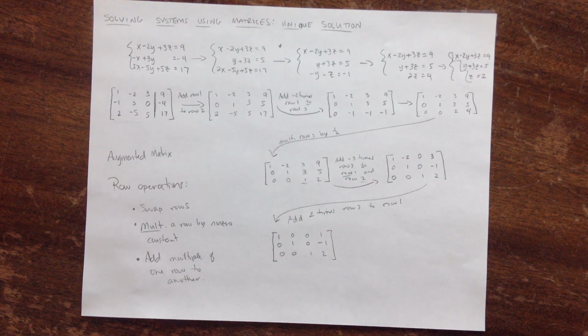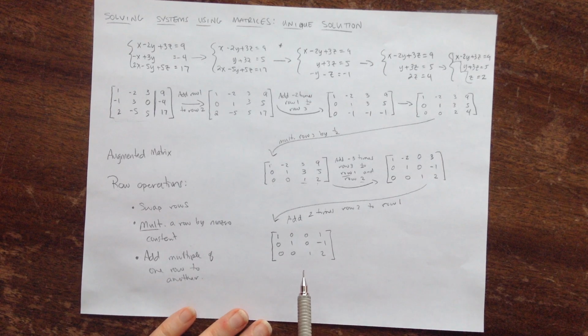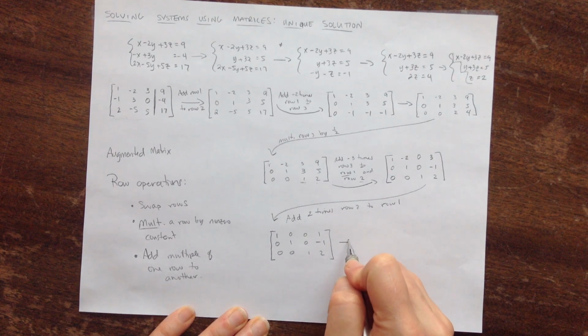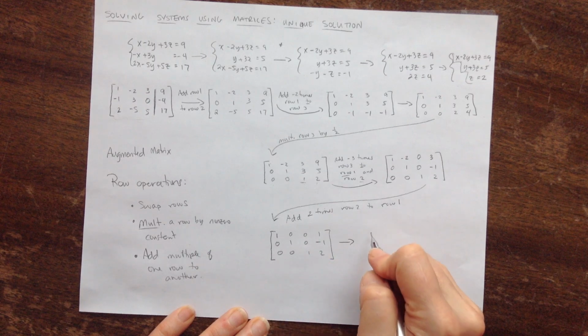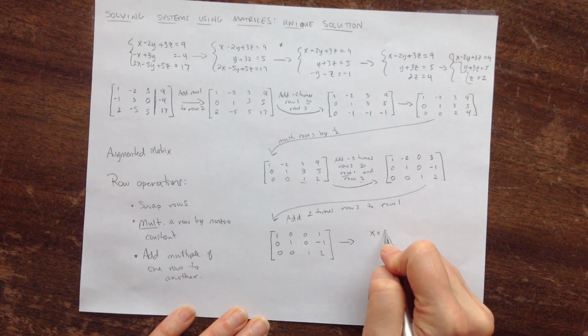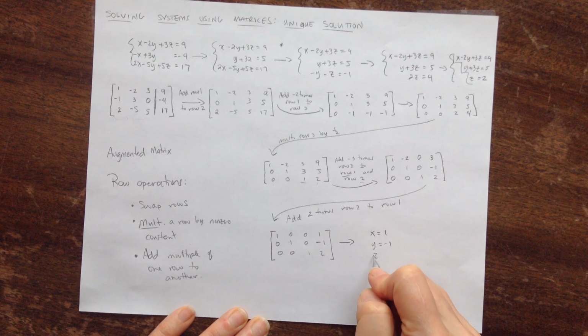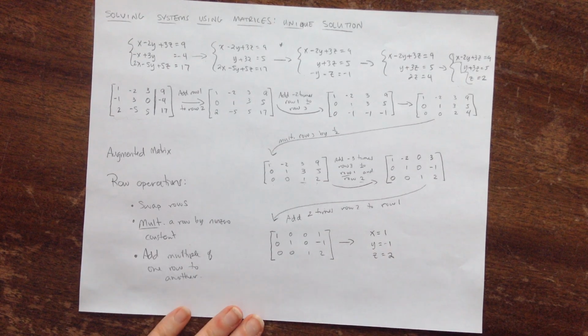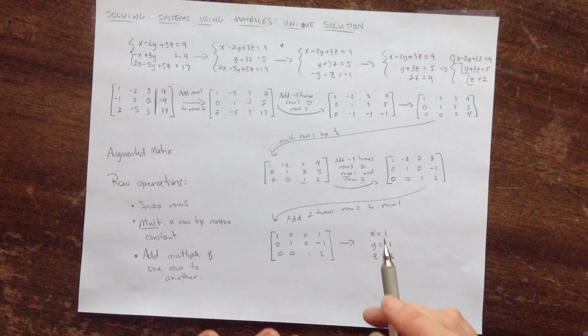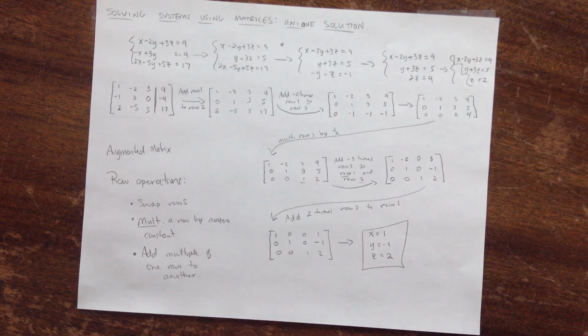And so if you look at this now, this is really beautiful. This is what they call reduced row echelon form because I have essentially zeros everywhere I can. And if I translate this back to a system, this first row is the equation x equals 1. The second one is y equals -1, and the third one is z equals 2. And so there you have it. One example of solving systems of linear equations using matrices. Okay, very good.